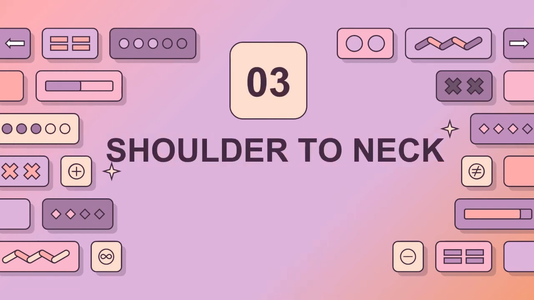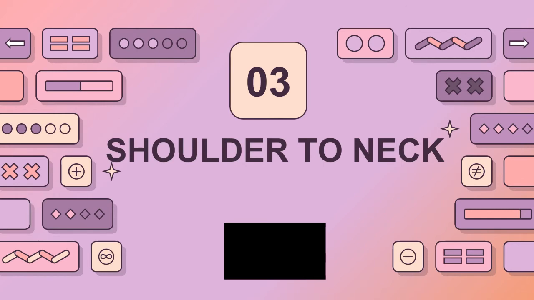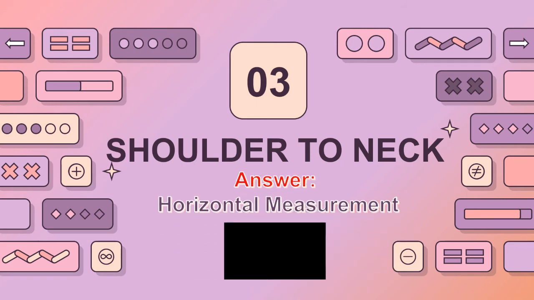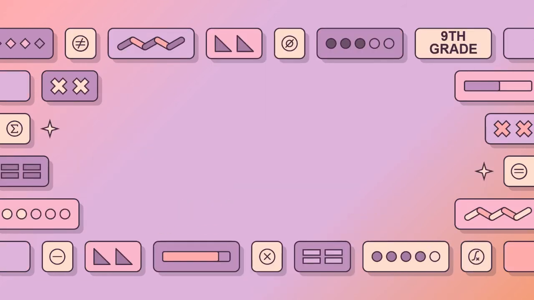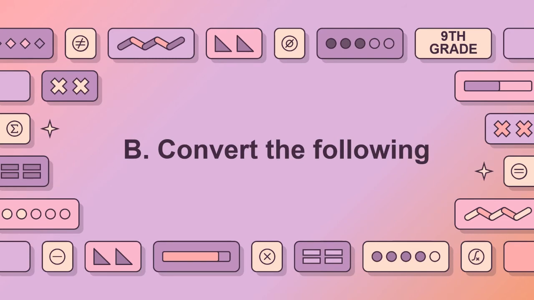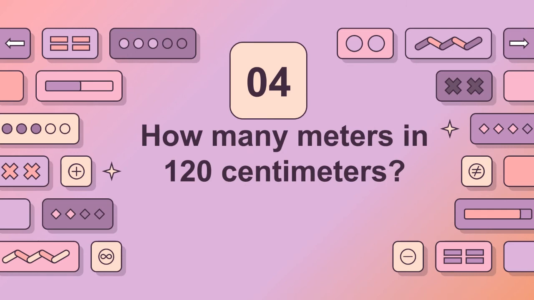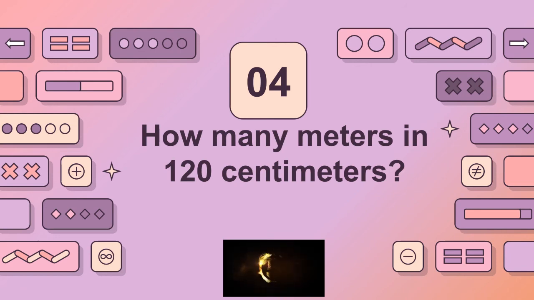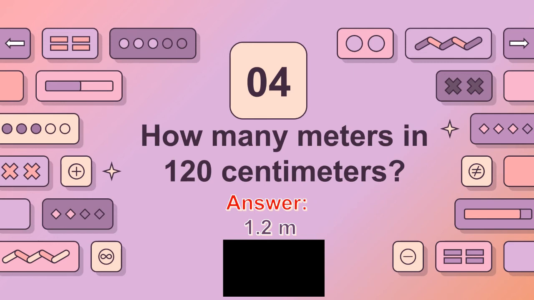Number 3, shoulder to neck. What is your answer? Very good. That is horizontal measurement. You got it right. And for letter B, convert the following. Number 4. How many meters in 120 centimeters? What is your answer? Very good. That is 1.2 meters.